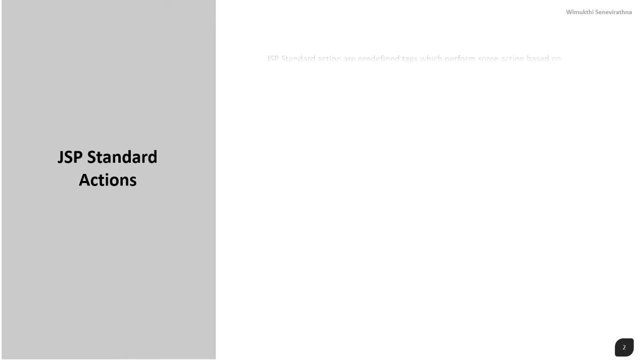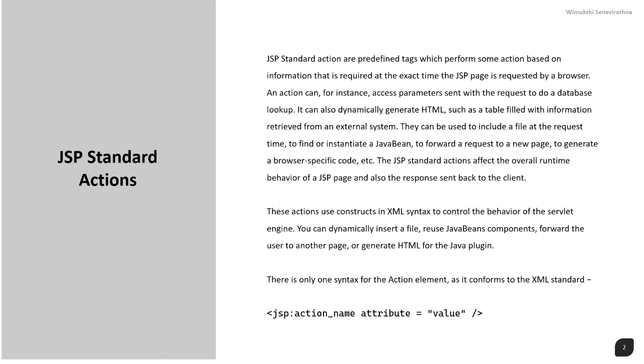JSP Standard Actions. JSP Standard Actions are predefined tags which perform some action based on information that is required at the exact time the JSP page is requested by a browser. An action can, for instance, access parameters sent with the request to do a database lookup. It can also dynamically generate HTML, such as a table filled with information relevant from an external system.